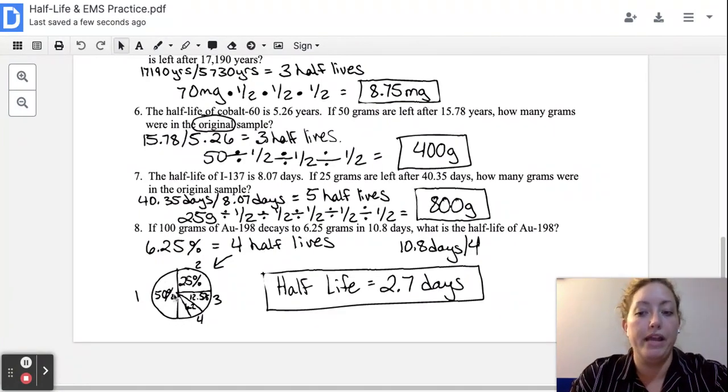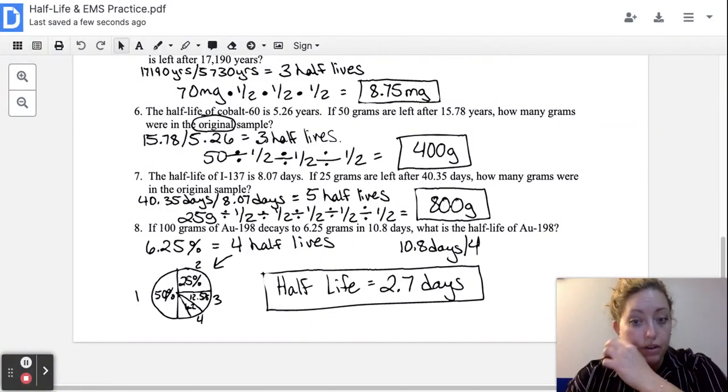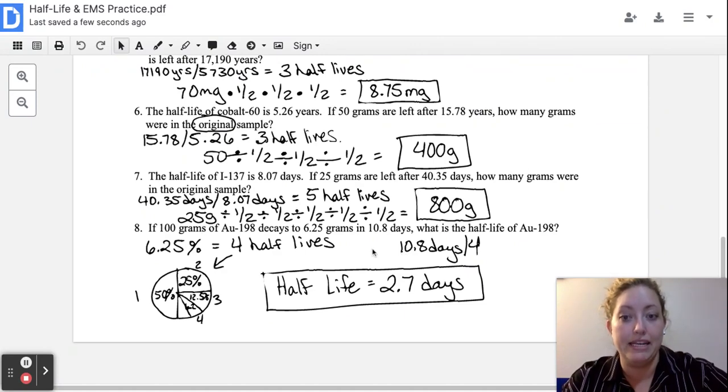So we know that if 1 half-life passes, you have 50% remaining. 2 half-lives pass, you have 25% remaining. 3 half-lives pass, you have 12.5% remaining. And then 4 half-lives have passed to give you 6.25%. So at 6.25% remaining, you have 4 half-lives that have passed. So if you have 10.8 days and 4 half-lives have passed in 10.8 days, you'll just take 10.8 divided by 4. So it tells you that each half-life for this substance is going to be 2.7 days.